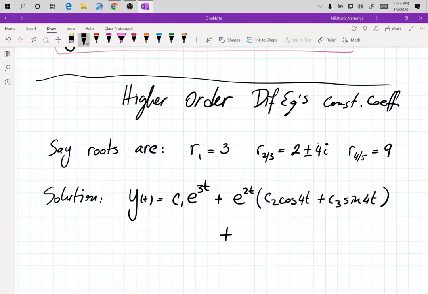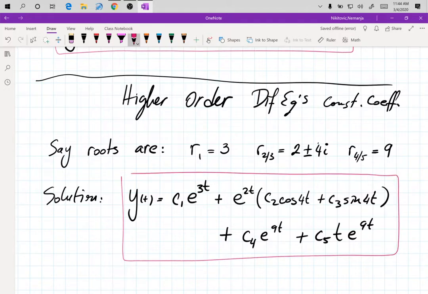And finally, plus the solution for 9 would be C4 e to the 9t. And finally, plus C5 t e to the 9t. Very good. It's a very long solution, but we had 5 roots. And this particular problem had all 3 cases in one, right? We can actually work this backwards and figure out what the differential equation is, simply.